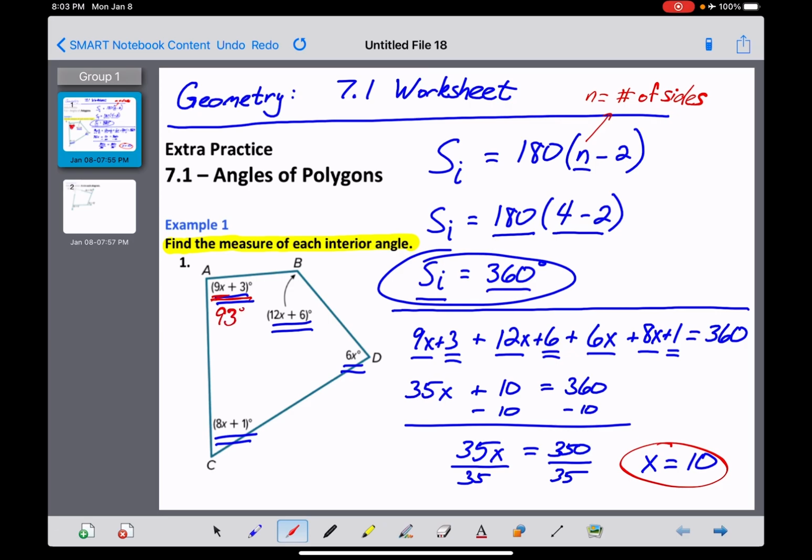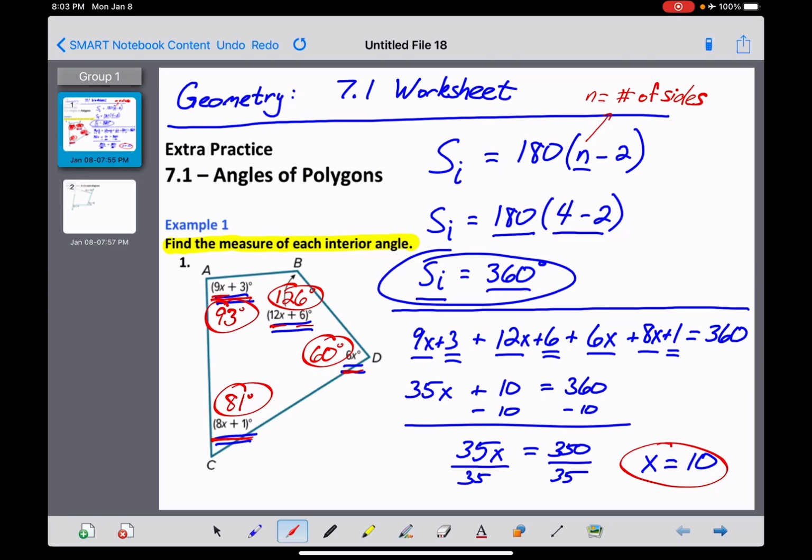B would be 12x plus 6, so 12 times 10 is 120, and plus 6, angle B is 126 degrees. Angle D here, 6x, well, 6 times 10 is going to be 60 degrees. And lastly, angle C here, 8 times 10 is 80, plus 1, that's 81 degrees. So those 4 answers all together are the answer of what this question was looking for. Find the measure of each interior angle, and there we go.